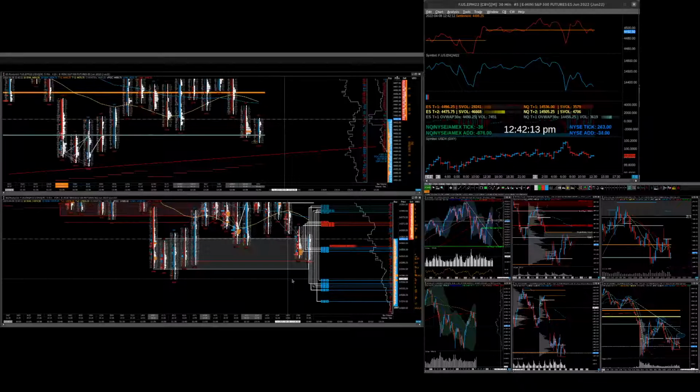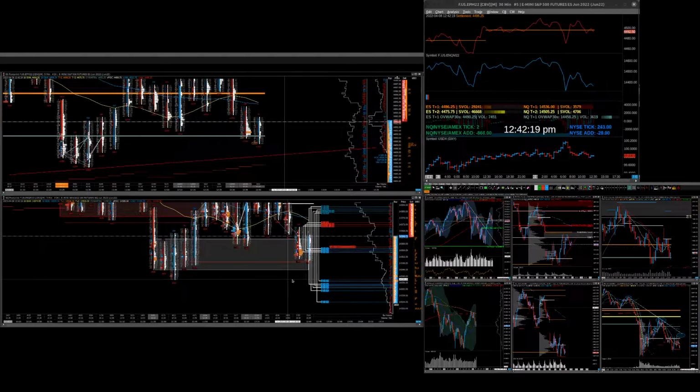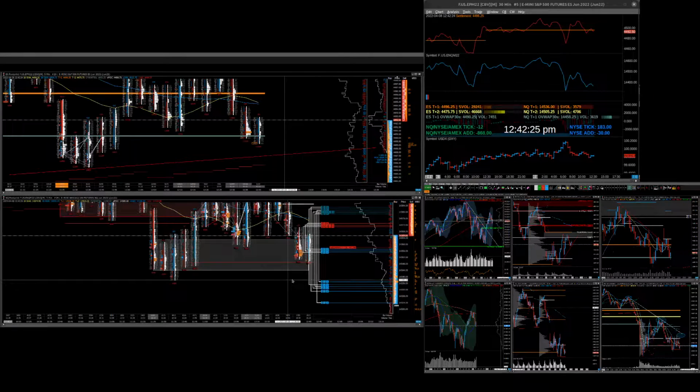12:42. Getting close to JP Morgan time, which is you lose all your edge near the close because they're either going to buy or they're going to sell, and your TA doesn't really matter. At least that's what I think. Good time to be on sim.